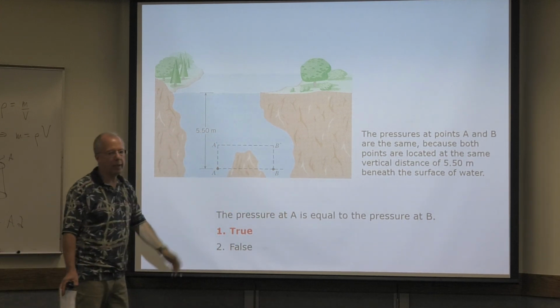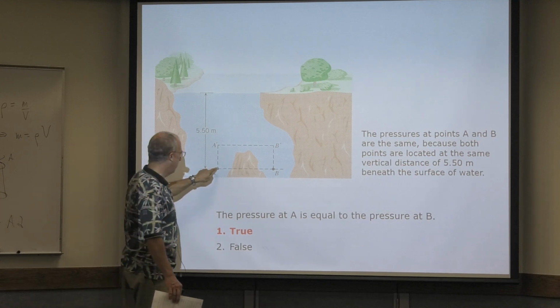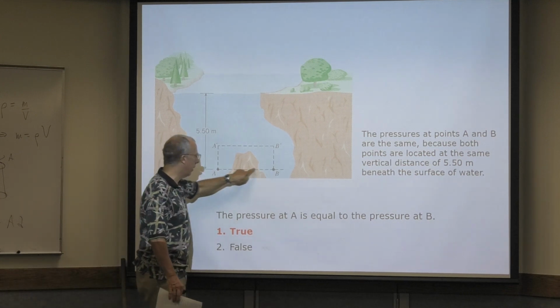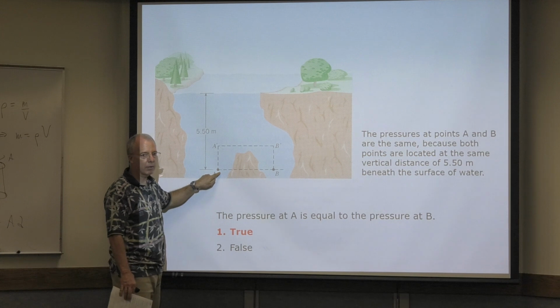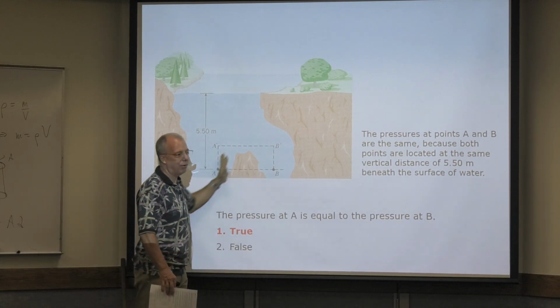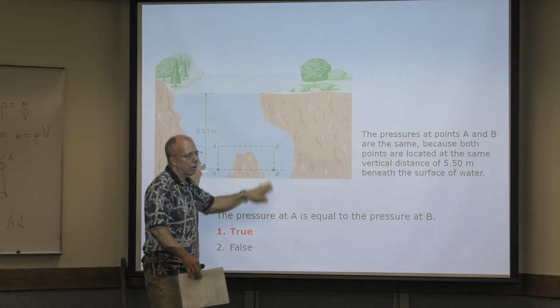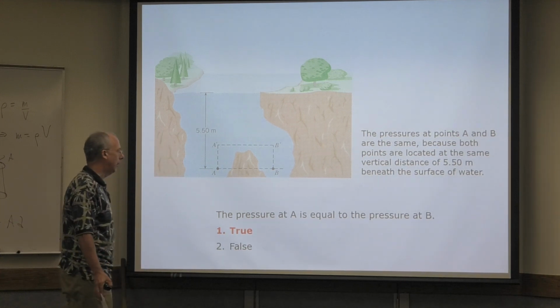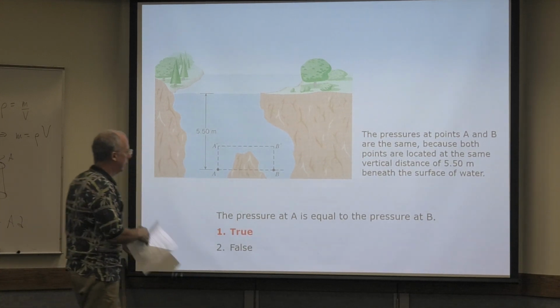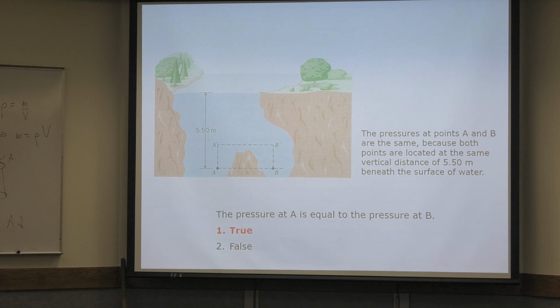I mean, here's another way to think of it. If this pressure were different than this pressure, what would happen to the water? It would move around, right? It would move around until it reached some state of equilibrium. So they have to be the same, at the same distance.